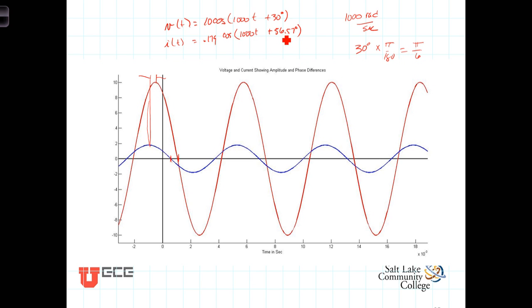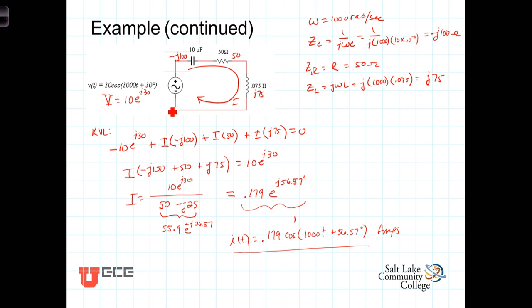And similarly, you can do the same for the phase shift on the current. But the point is, and let's just drive this home, the circuit that we just analyzed did not change the frequency. The frequency of the current flowing in here is the same as the frequency of the voltage. What did change was the amplitude and the phase. Using phasor analysis, we were able to determine the amplitude and phase of the current.